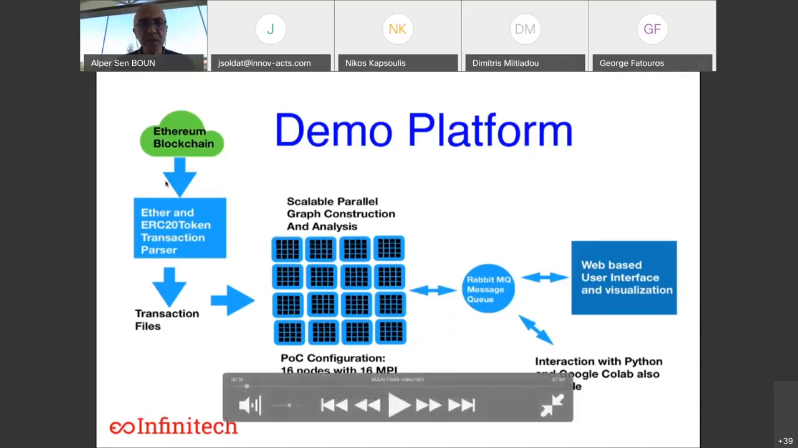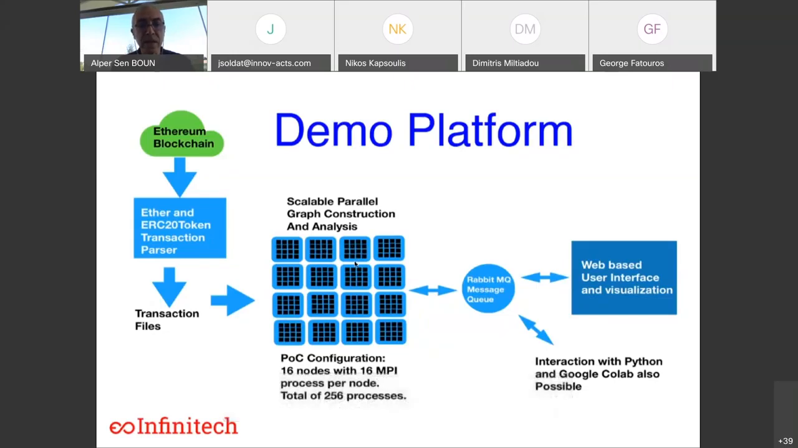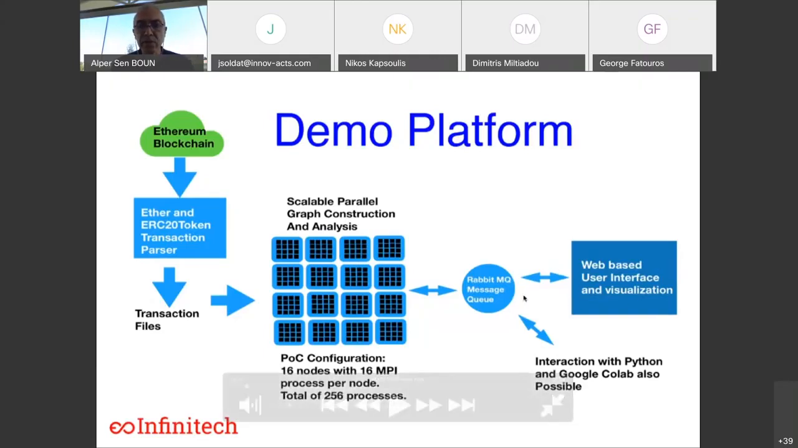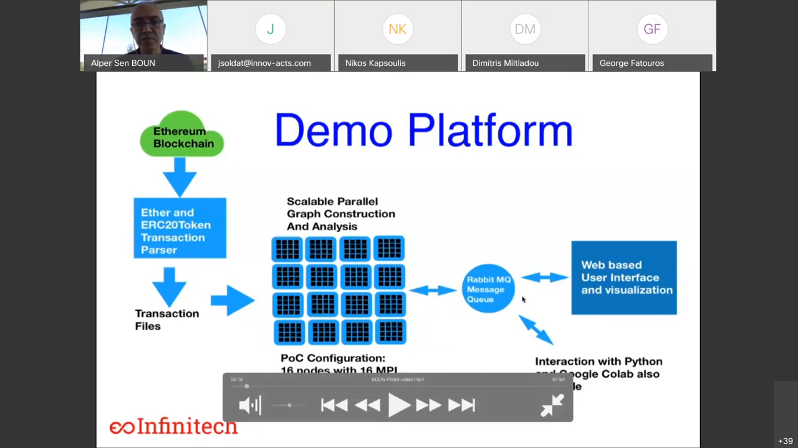So again, this is the high-level platform that we have. We have the public blockchain entering. We have a way of analyzing the transactions. And then once we have those, we put the data on a scalable, high-performance computing structure. And at the end, we have a web user interface. We also have a way of interacting with the data through Python, etc. But today I'm going to show you the web user interface. Again, it's a preliminary interface. We are still working on improving it.